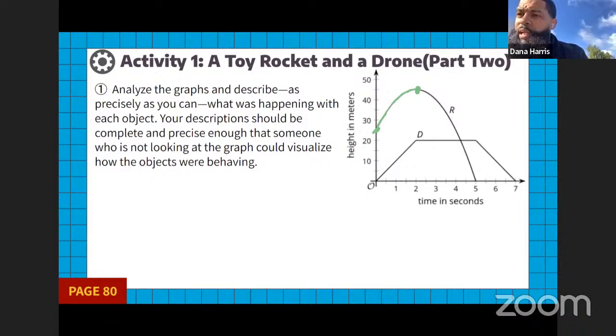Then we noticed that after 2 seconds this rocket began to go back down, right?